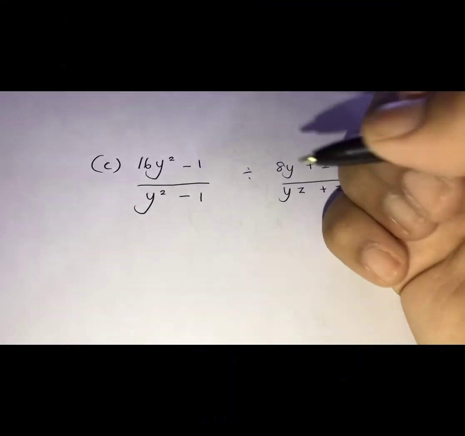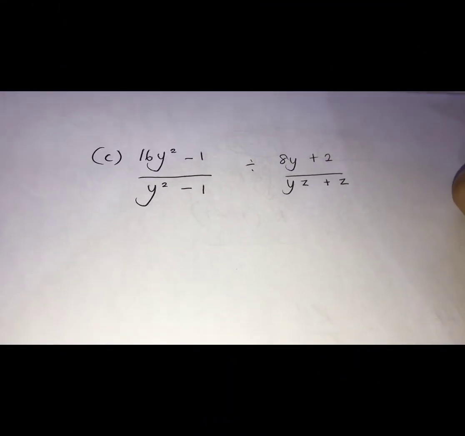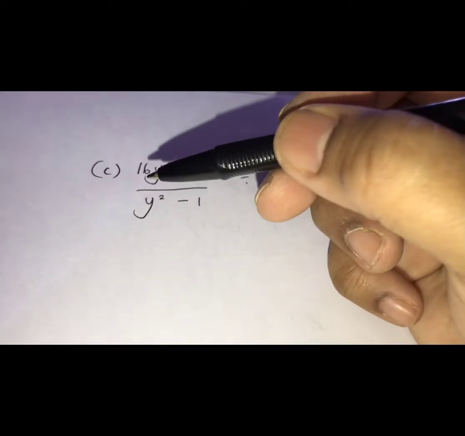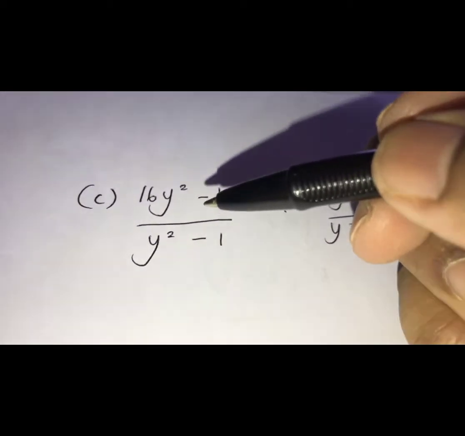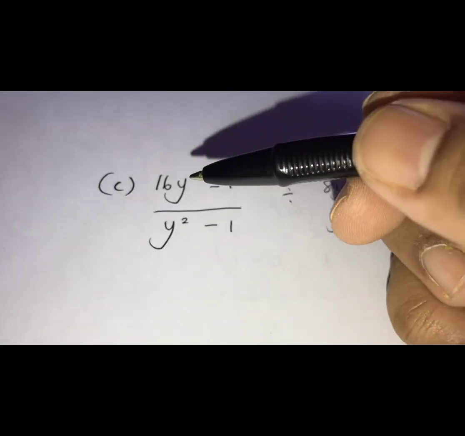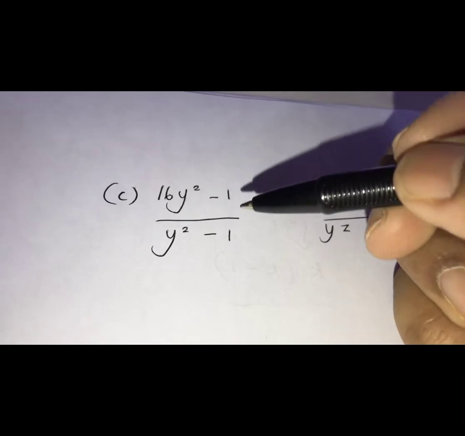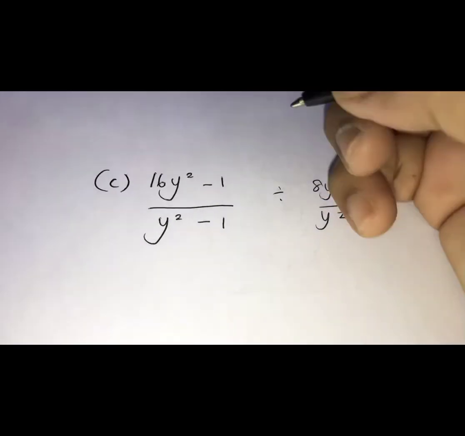Okay, now question C is still at the same page, page 26. So we'll look at this pattern here: 16y square minus 1 over y square minus 1. Both are perfect squares, so you have to factorize first.